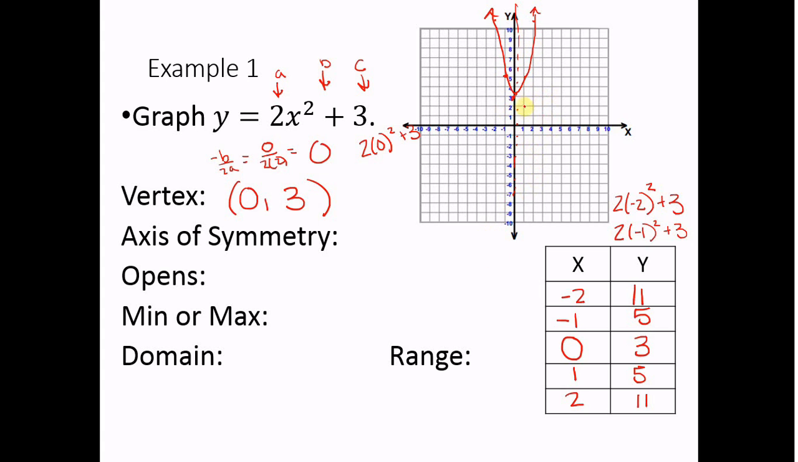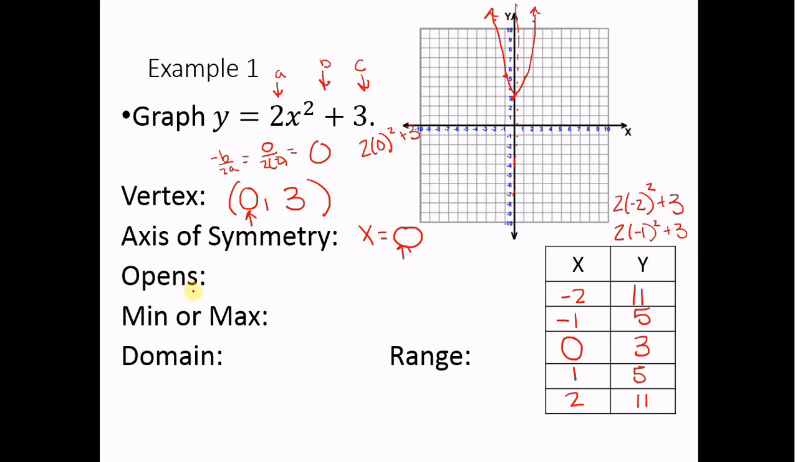It cuts through at x equals, remember it's always x equals 0, right? That's where it is. Notice how your axis of symmetry matches the x value of your vertex. That always, always, always will happen. It's pretty awesome that it does.